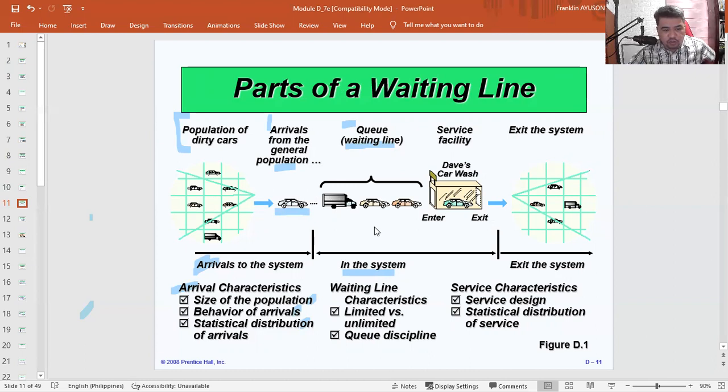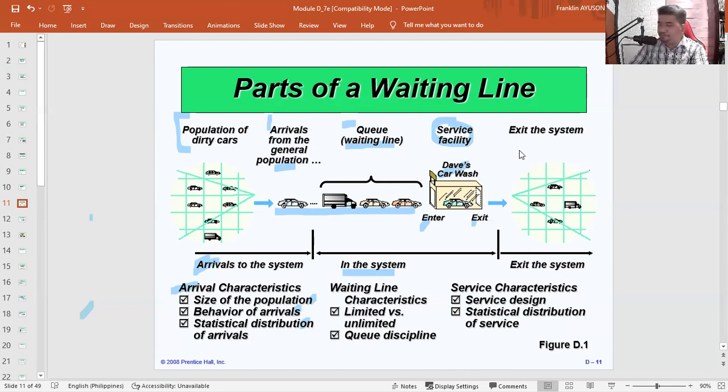So that also includes not only arrival from the queue, entering the queue or the system, but also enter and exit in our service facility. In this case, yung car wash.